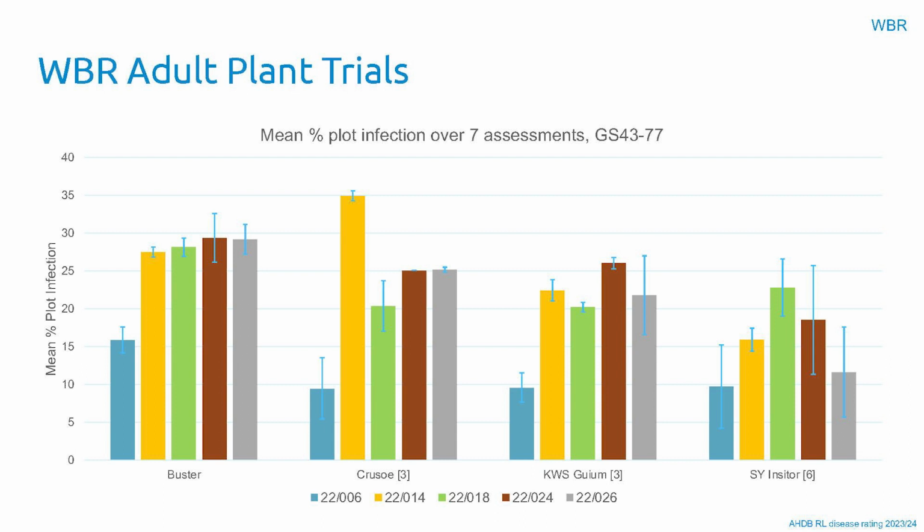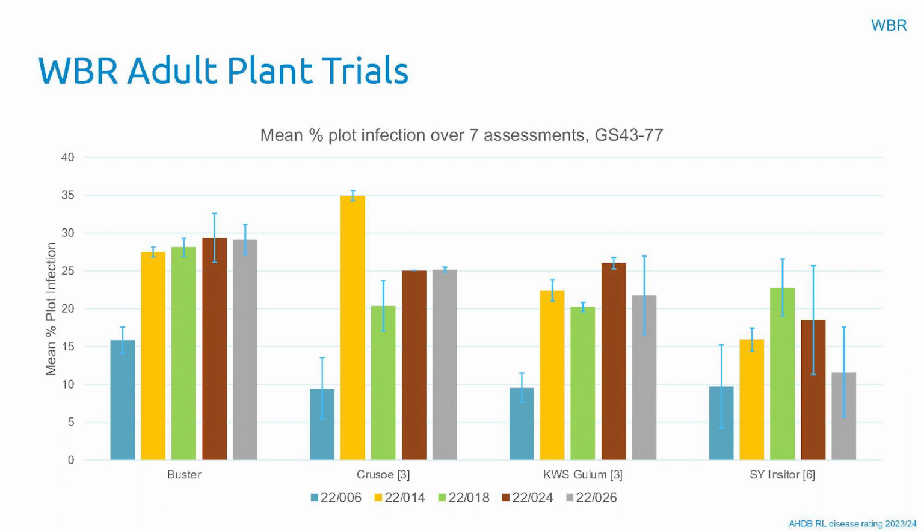We have KWS Dorsum and LG Astronomer. Dorsum was infected with all 5 isolates, but you can see it's under 5% mean percent. And LG Astronomer did quite well. It had slightly higher levels with 22014 and 2218, but still performed well. And Skyfall was my most resistant variety in trials.